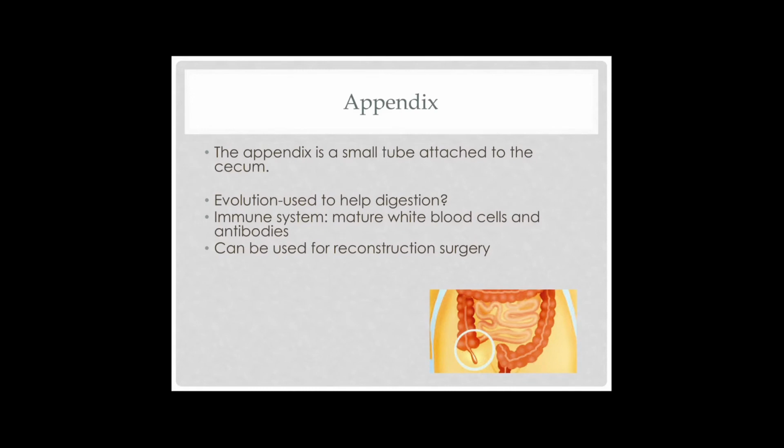They also thought it may have been an immune system thing, so maybe mature white blood cells and antibodies are being created here to help prevent infections. They're not entirely sure, so it's kind of up in the air. But one cool thing about the appendix is that if any part gets damaged, you can actually clip this off and reuse it for reconstruction surgery. So you can replace this tissue somewhere else if there's a portion that's damaged.